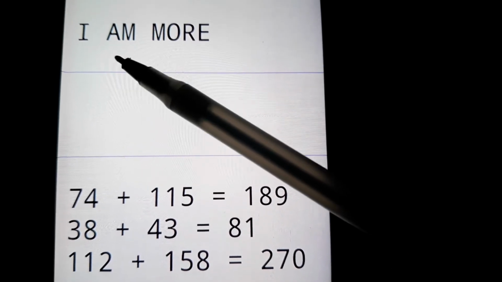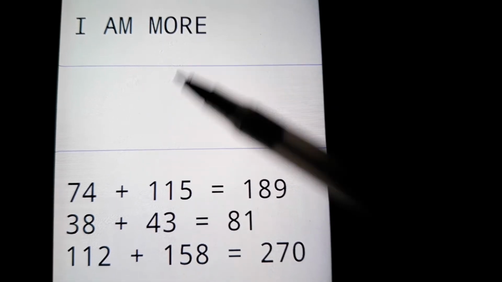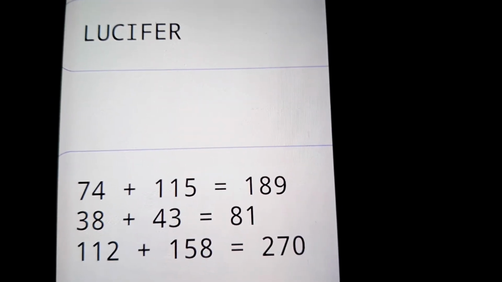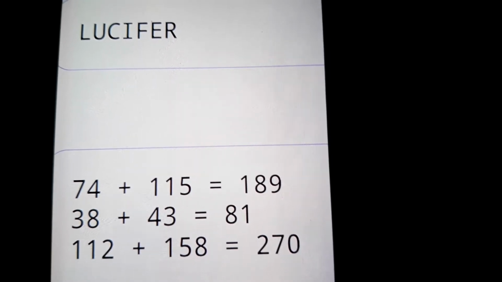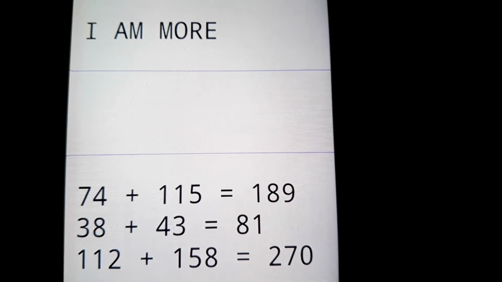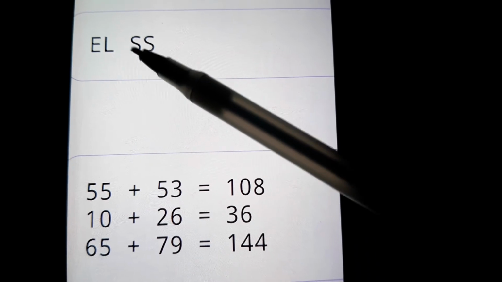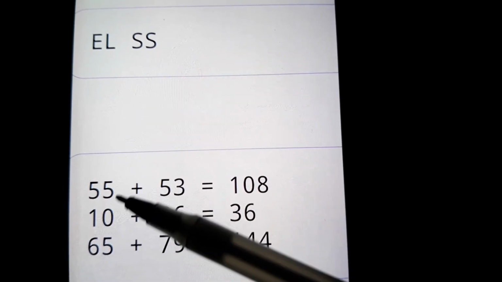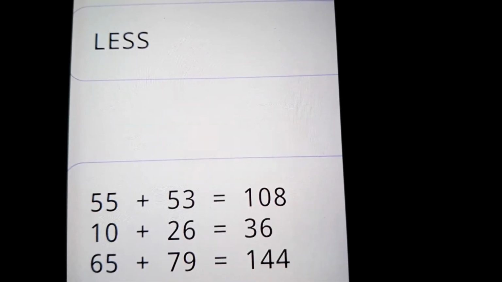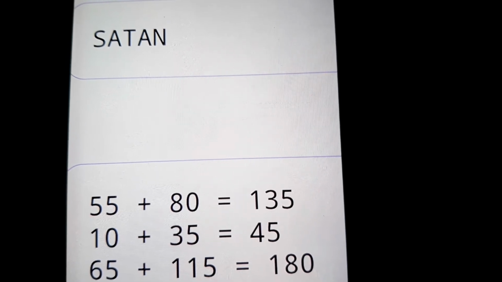Check this out. I am more, or I am Rome, because that's what more equals, the exact same as Lucifer. You see that? Lucifer equals the same as I am more. And I just showed you that less, ELSS, has the first numbers of Satan, okay? Right here, 5510 is Satan. And why am I showing you this?